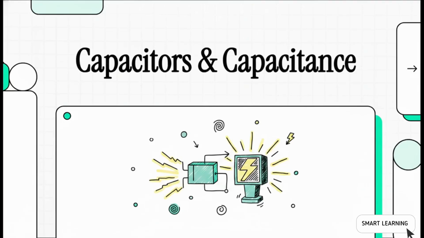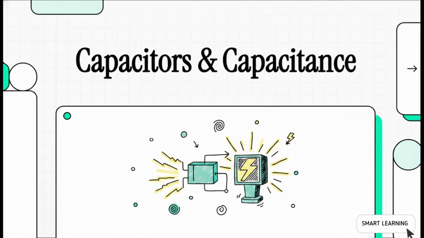All right, let's dive right into this explainer. Picture the absolute blinding burst of a camera flash. Have you ever actually wondered how such a tiny device can release so much intense energy in just a fraction of a second? Well, that massive bright flash is made possible by a genuinely fascinating little component called a capacitor.